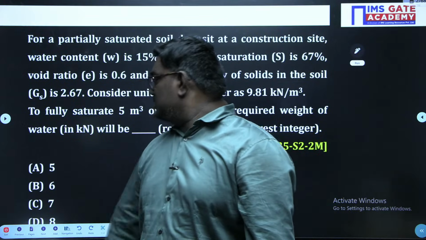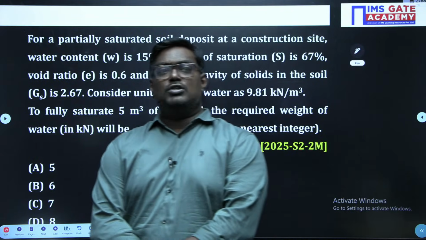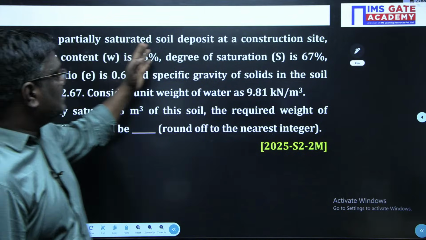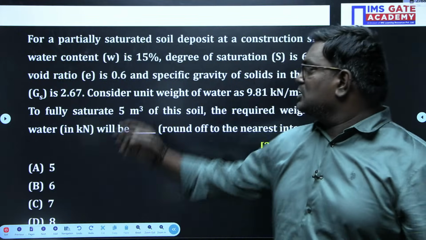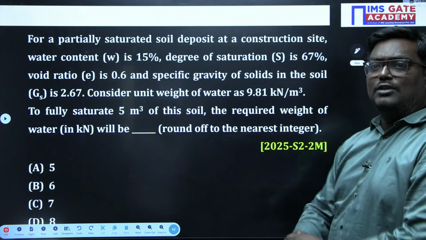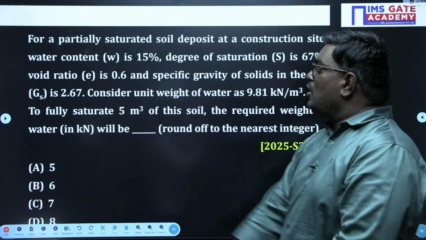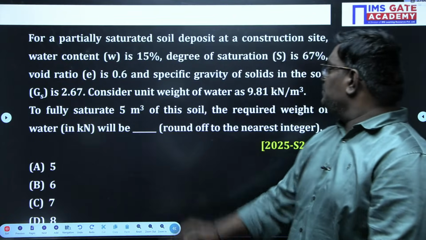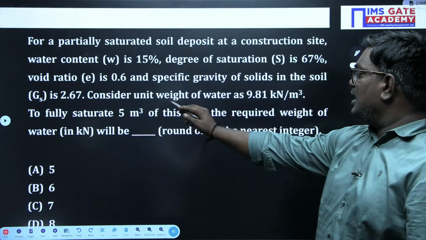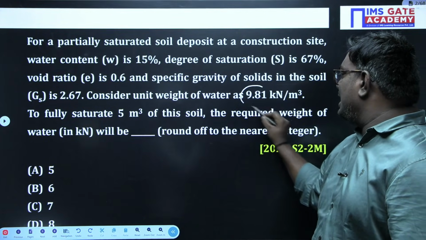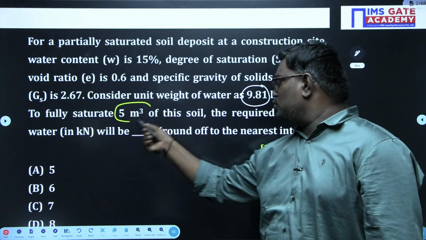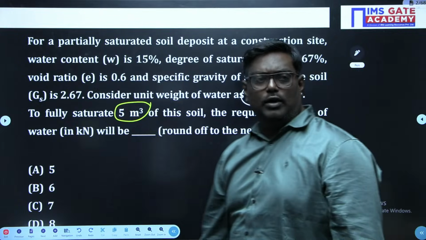Now, my dear students, let us solve some of the important questions. So, this is one of the GATE 25 questions we have. For a partially saturated soil at a construction site, water content is given as 15 percent, degree of saturation is 67 percent, void ratio is 0.6, specific gravity of the solids is 2.67. Consider the unit weight of water as 9.81. To fully saturate 5 meter cube of soil, what is the weight of water required?